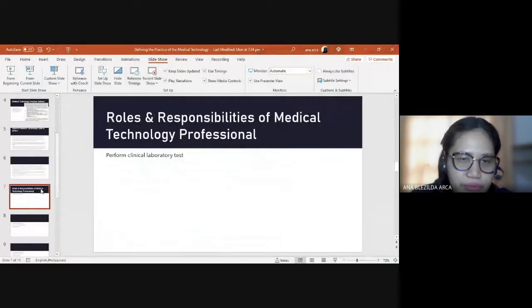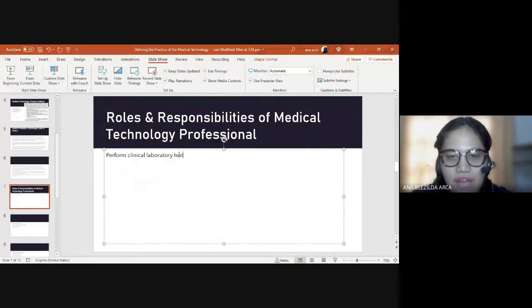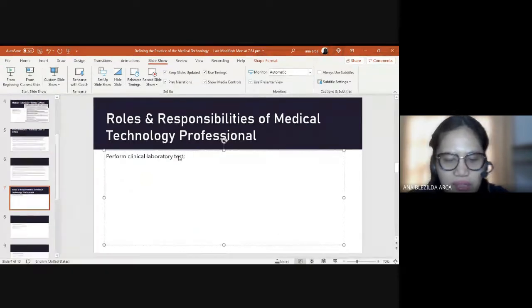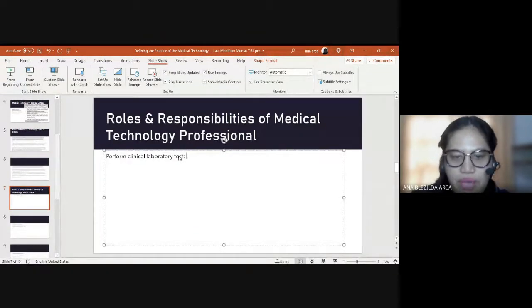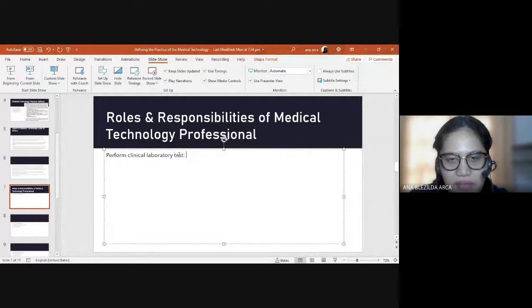So, let's talk about the roles of a medical technology professional. So, when you enter the laboratory, meron kang dalawang classification ng trabaho na pwede mong gawin. You can become either as a generalist or specialist. When you say generalist, it means that lahat ng mga section, alam mo kung paano ikutan. Lahat ng section in the laboratory, you know how to perform the work in that section.